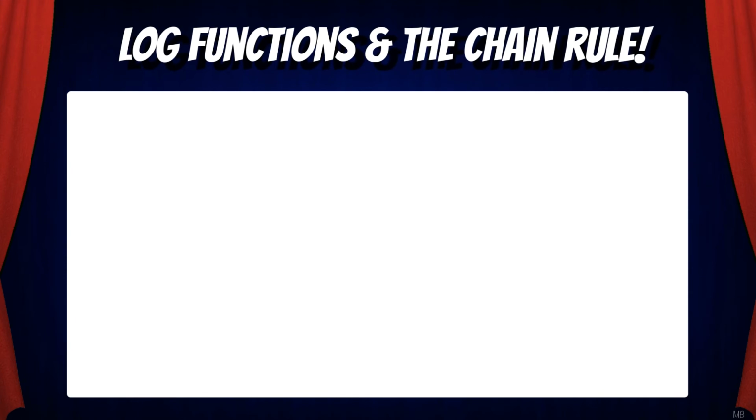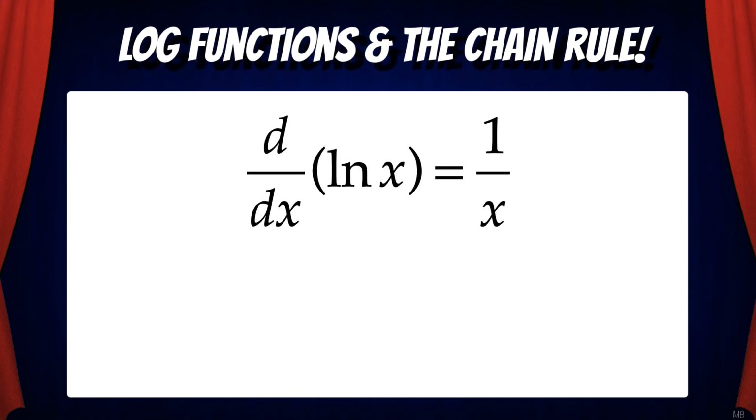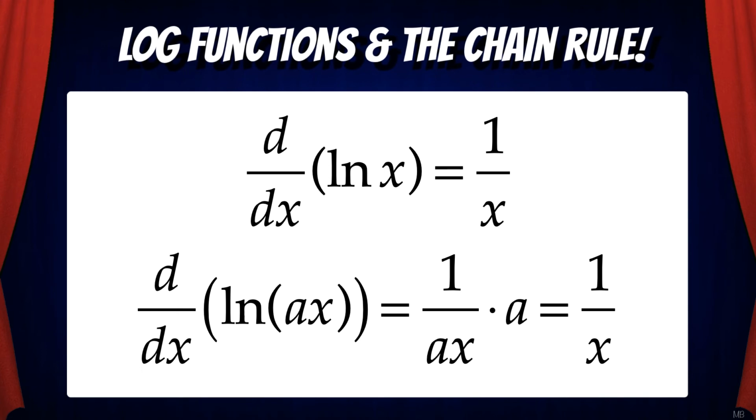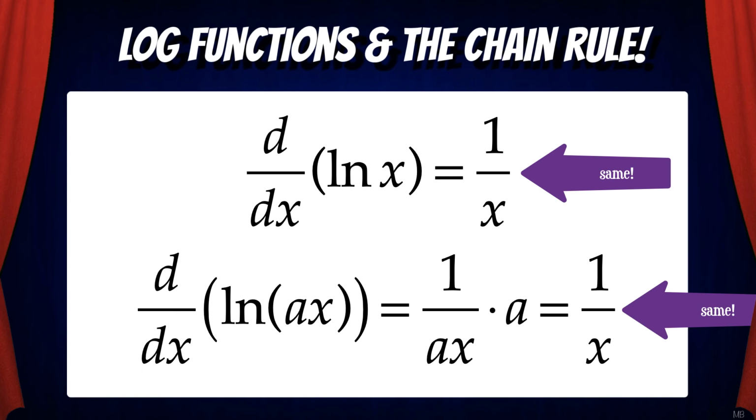Here, we're using a combination of log rules and the chain rule. Remember that the derivative of ln x equals 1 over x. But the derivative of ln ax, where a is a constant, is 1 over ax times a, which is also just 1 over x. Note that the derivative of ln x and the derivative of ln ax are the same thing.